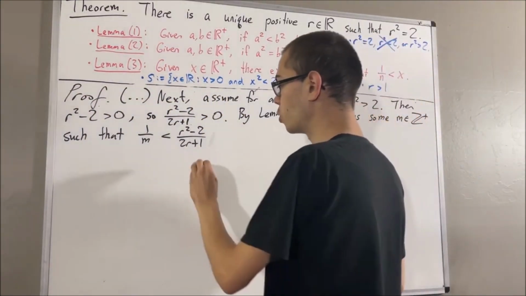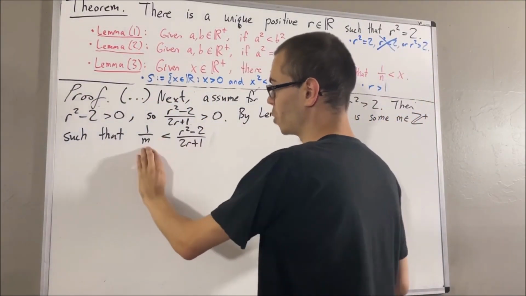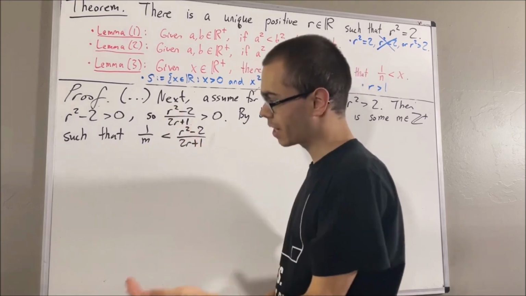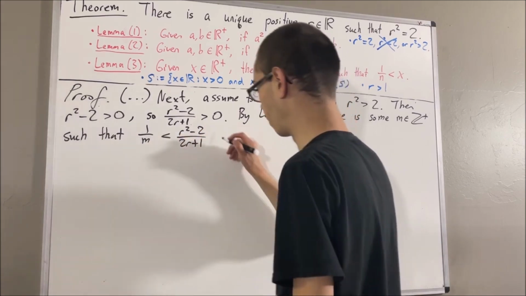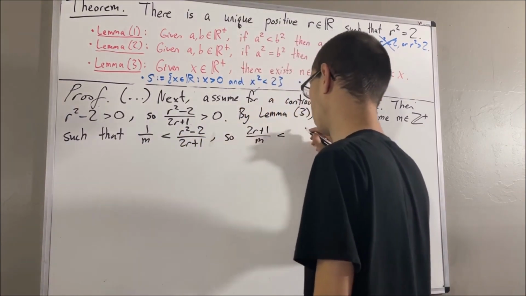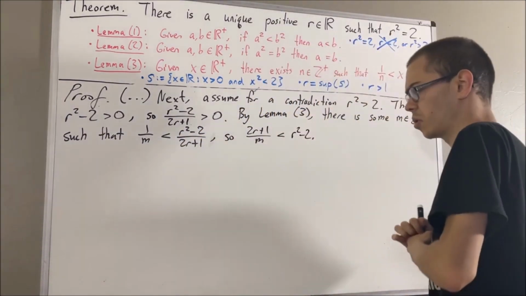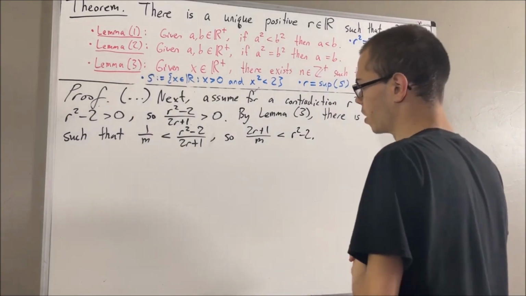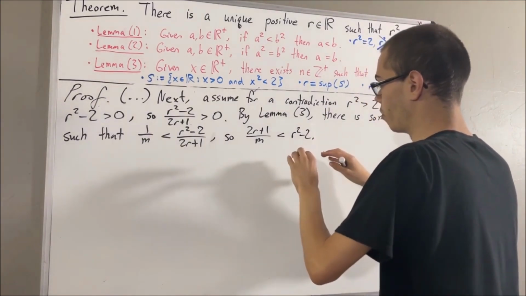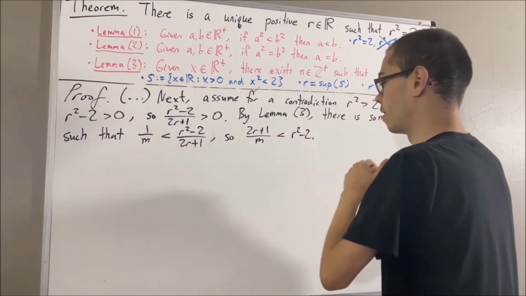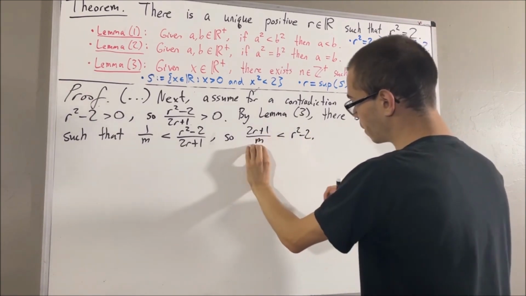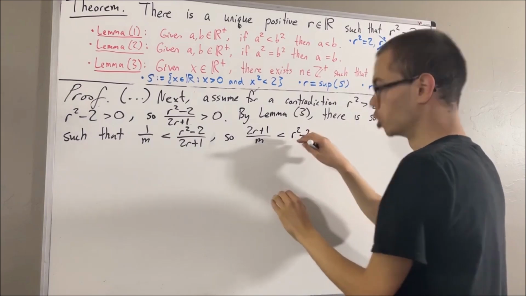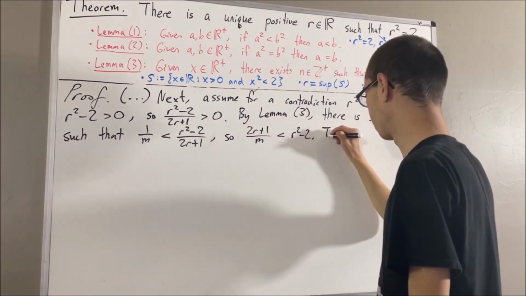And now, let's multiply 2r plus 1 on both sides of the inequality. If we do that, we get (2r plus 1) over m is less than r squared minus 2. Now, in this case, it turns out it's going to be useful to consider the negation of these two. That is, if we multiply negative 1 on both sides, we get that the negative of this is greater than 2 minus r squared.